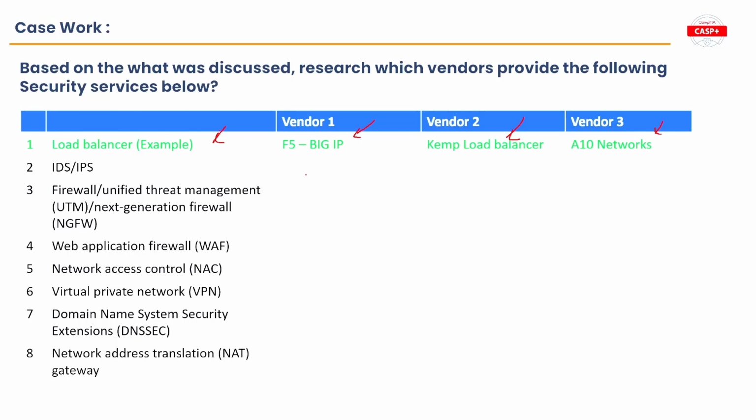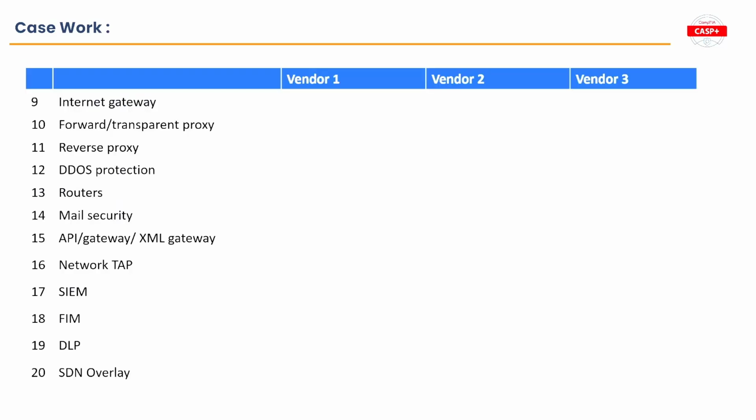If you come across a situation where you have to be solutioning or proposing a specific bill of material to protect your data center, you at least have some idea on what vendors to choose from. Okay. And also this one: Internet Gateway, email security, SIEM, SDN overlay, etc. Okay, so this is just for your own research.